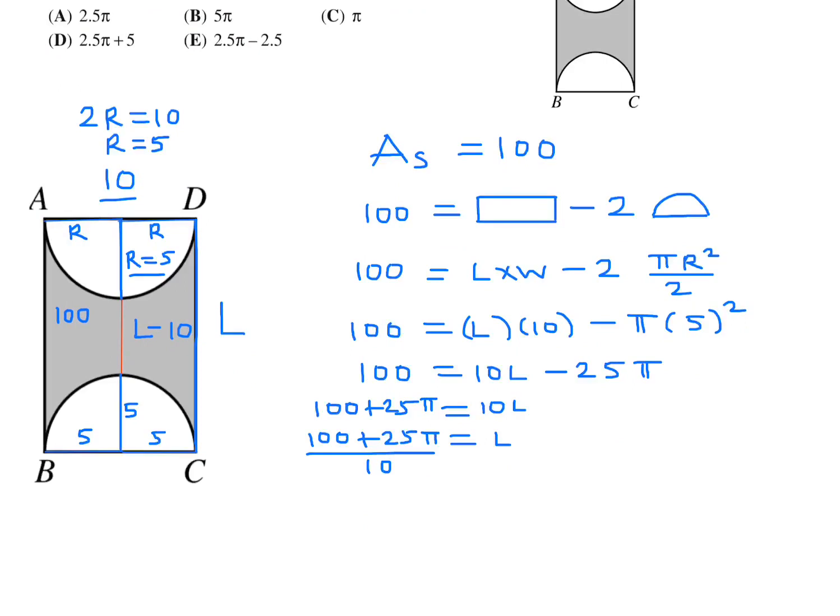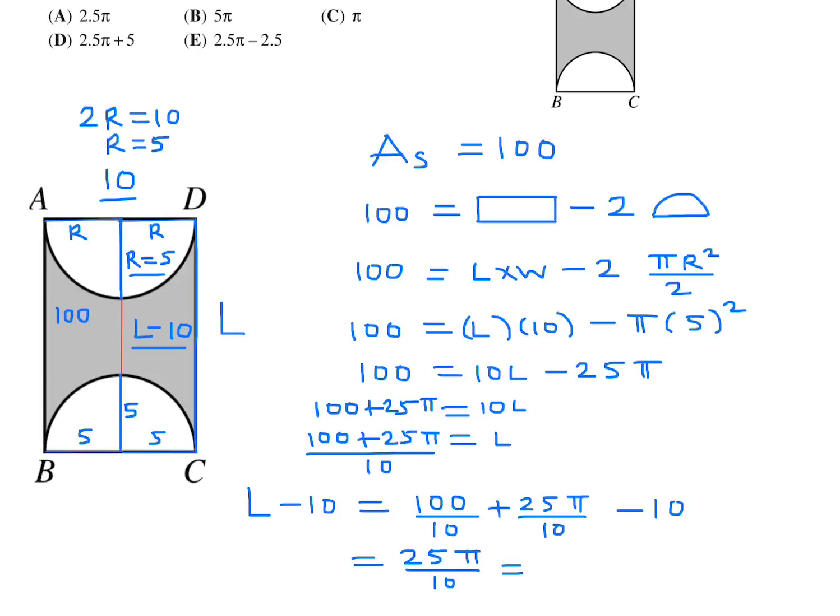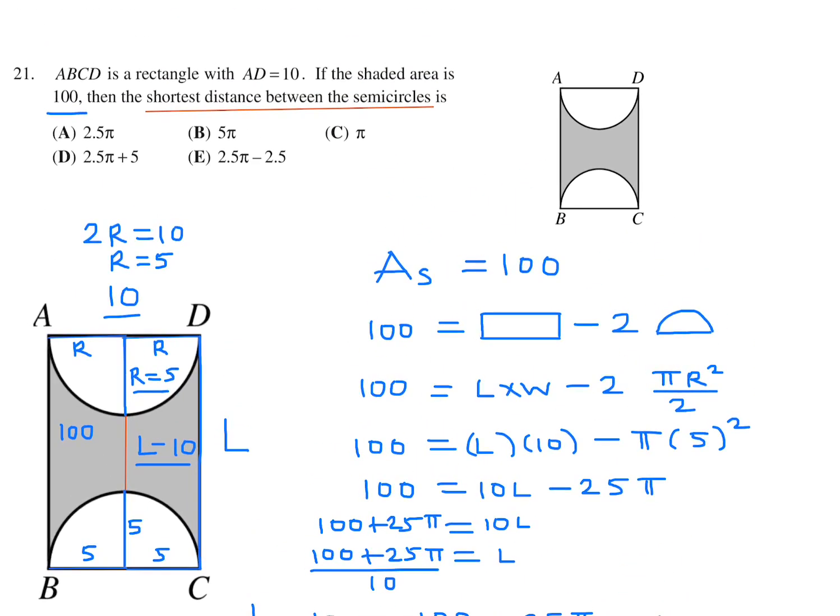And finally, we need to figure out L minus 10 because that is what they're asking for, the shortest distance between those 2 semicircles. So L minus 10 would be 100 over 10, I'll just split up that fraction, plus 25 pi over 10, minus 10. Well, 100 over 10 is 10. Minus 10 was 0. So you're just left with 25 pi over 10 or 2.5 pi. And therefore the answer here is A.